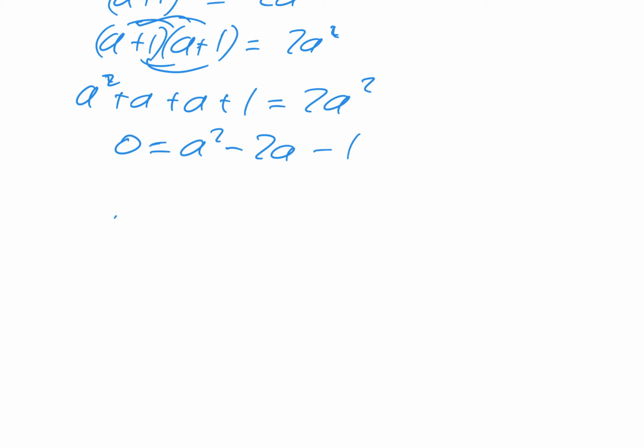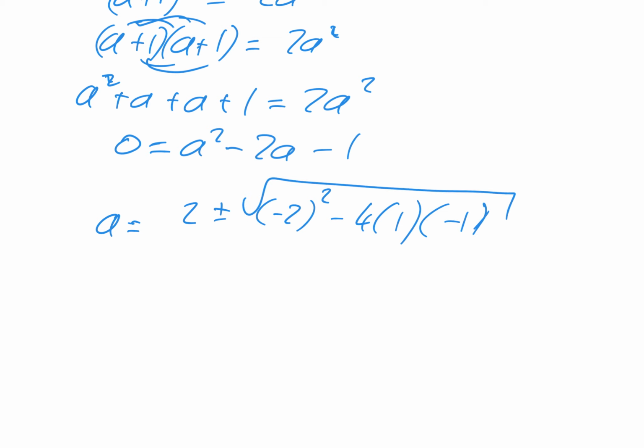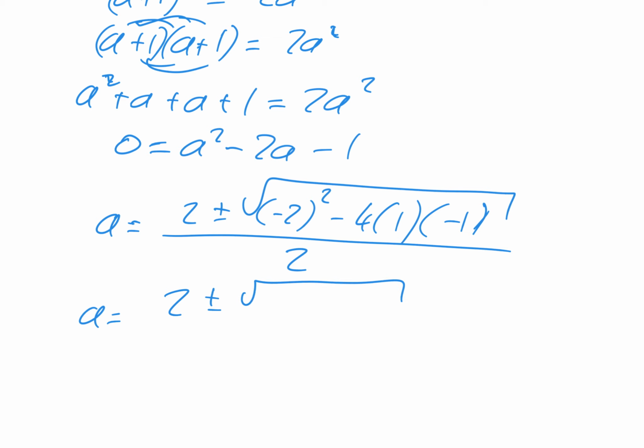So you'd say then your value of a is equal to minus of minus 2, which would be plus 2, plus or minus the square root of minus 2 squared, minus 4 times my a, which is 1, times my c, which is minus 1, and that is over 2 times a, 2a. If you do that out, the top line is going to be 2 plus or minus the square root of 4 plus 4, which is root 8, all over 2.